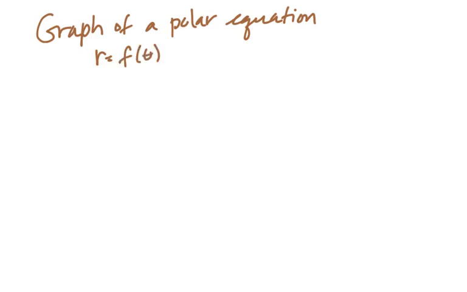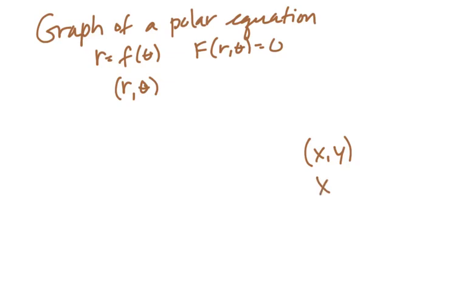Or you can say f of (r, theta) equals 0. And this is all the points P that have at least one representation that looks like this, (r, theta), that satisfy the equation. You're used to that. You're used to xy. You're used to the notation where (x, y) satisfies the equation ax plus by equals c. So it's the same type of format there.